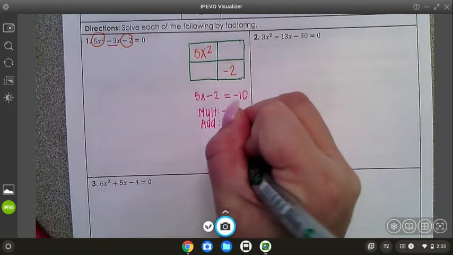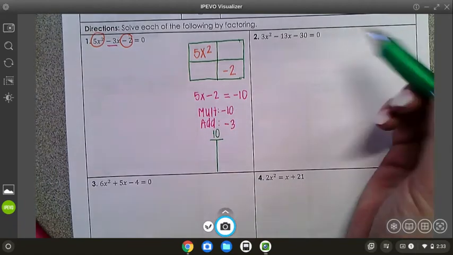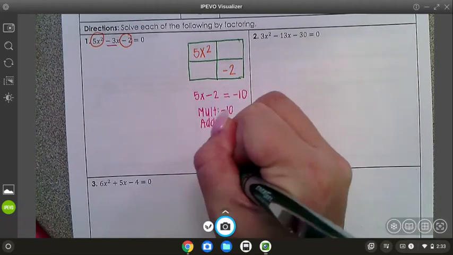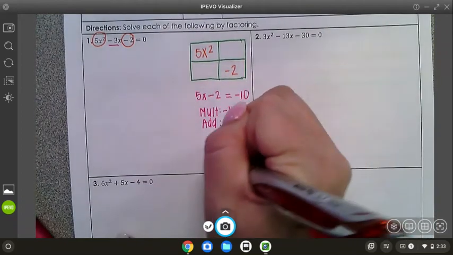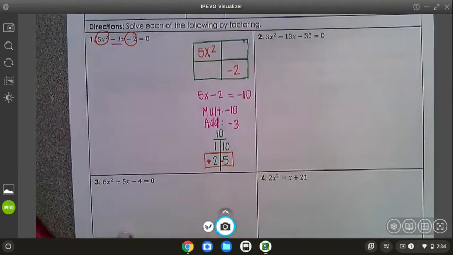So we want two numbers. We want it to multiply to be negative 10, which means one of our numbers is positive, one is negative. So we could have 1 and 10 or 2 and 5. And of those, one is positive, one is negative. So how do we add to get negative 3? Well, if we do a positive 2 and a negative 5, we'll get negative 3.